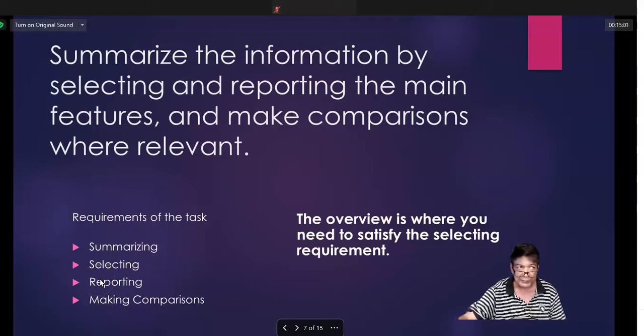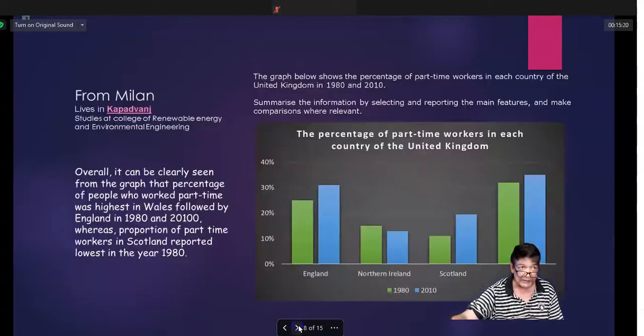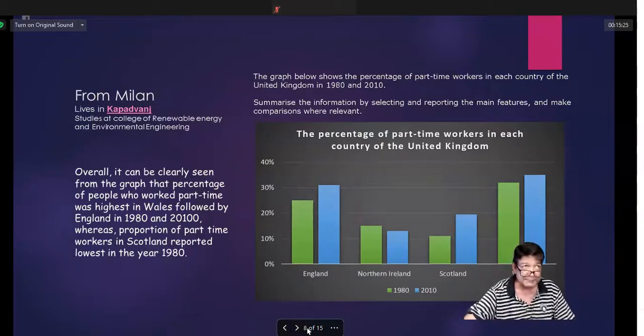But in your overview, what you really need to do is make it clear that you have selected the main information. Selected the most important information. Once you've done that, then everything is easy. All right. So that's what you're going to be doing. Select the most important information, report that. So here's our question for tonight.